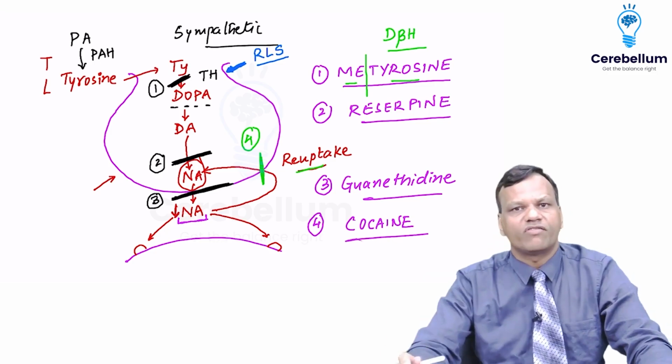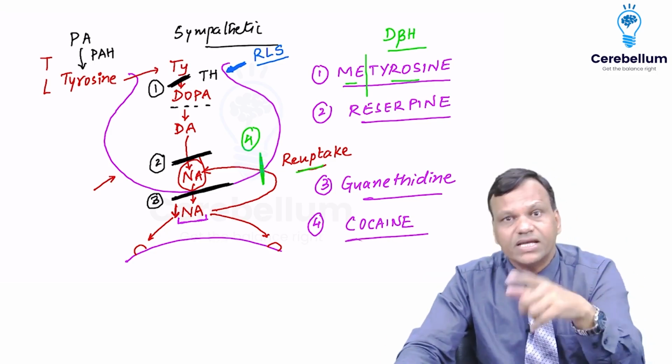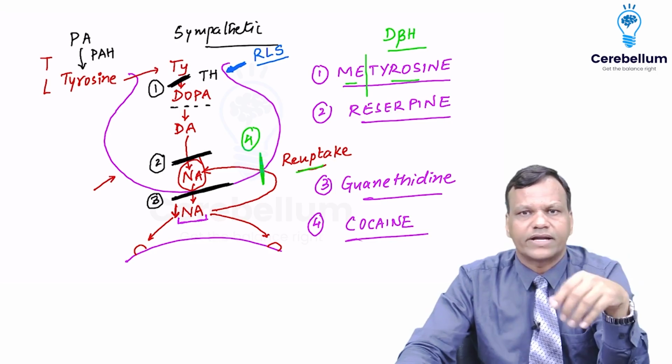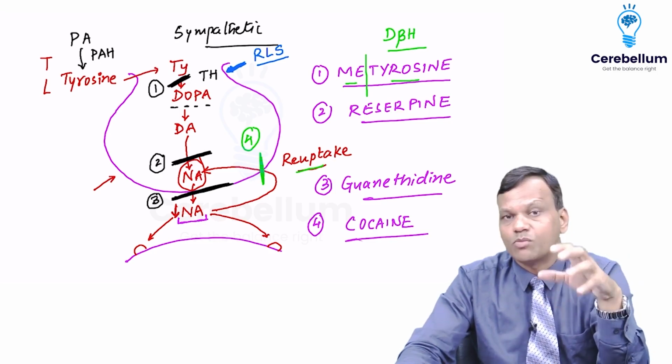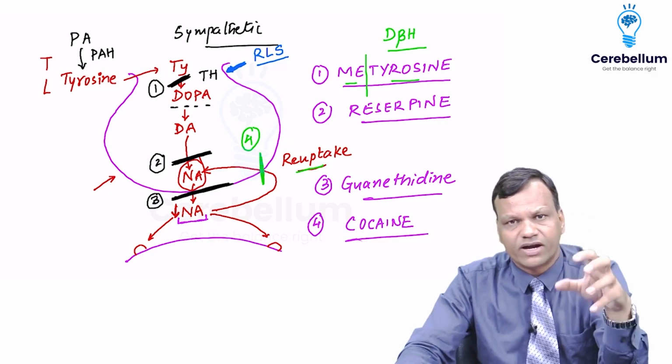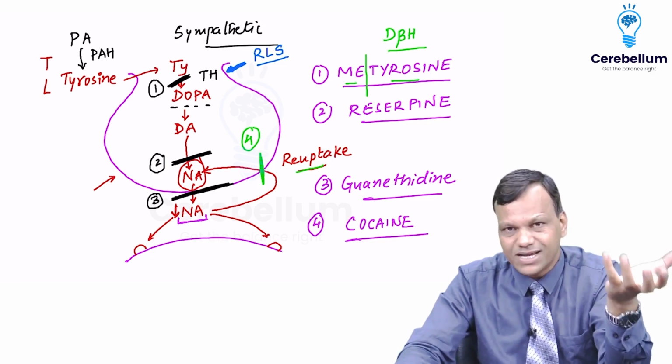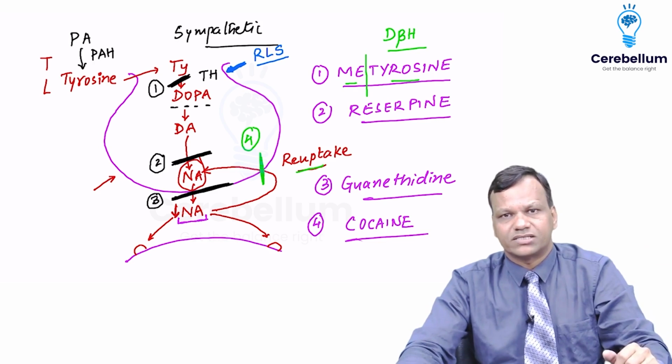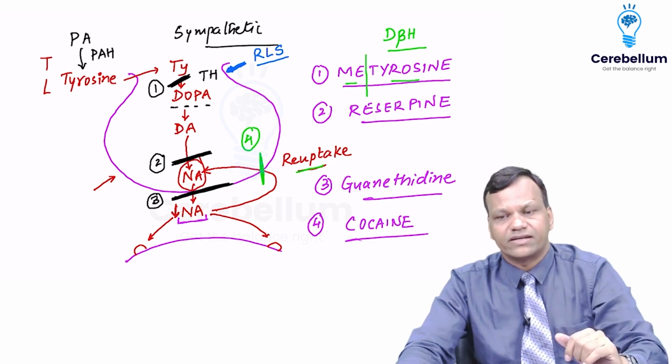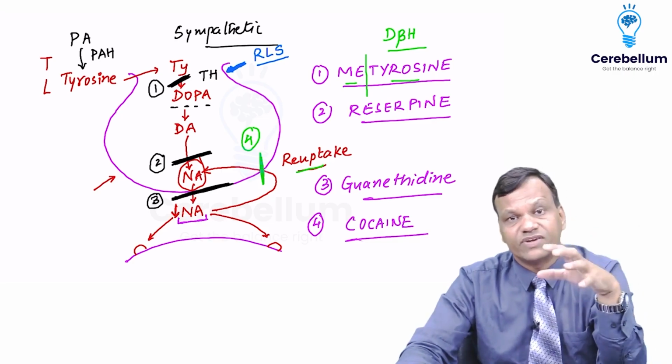Cocaine is an example of the number 4 drug. It inhibits the reuptake of noradrenaline. So noradrenaline does not go back, it stays there, so more action comes. What will be the effect of cocaine on blood pressure? Yes, it will increase blood pressure. It will increase heart rate. Whereas the other 3 drugs decrease them, it will increase.